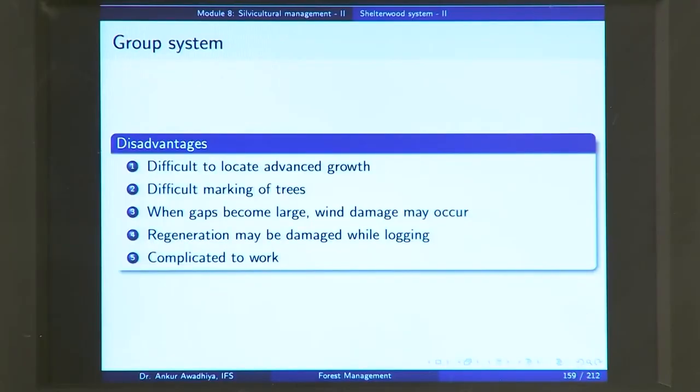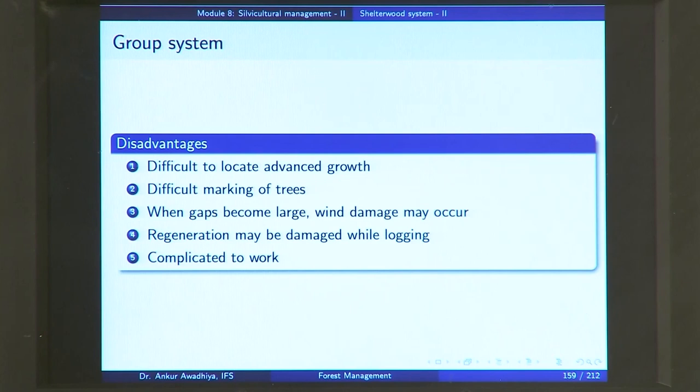Because unlike in a clear felling system where things are very simple, here you have to visit all the areas of the forest at all times, and you have to impart a lot of skill to the people. So, these are the disadvantages: difficult to locate the advanced growth, difficult marking of trees, when gaps become large wind damage may occur, regeneration may be damaged while logging, and it is complicated to work with.